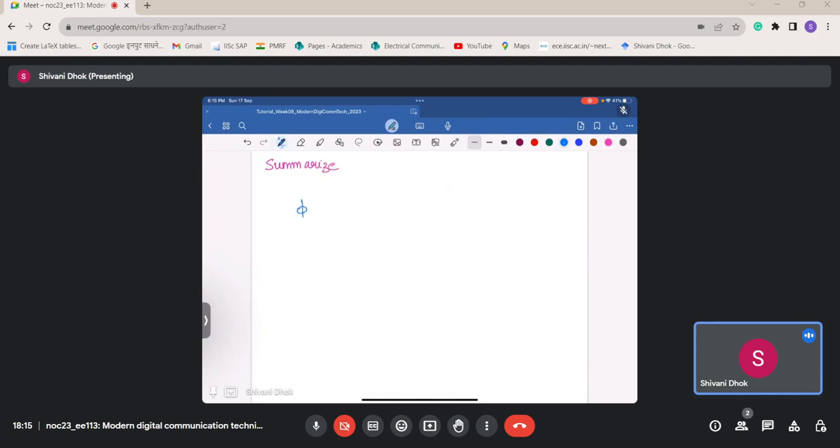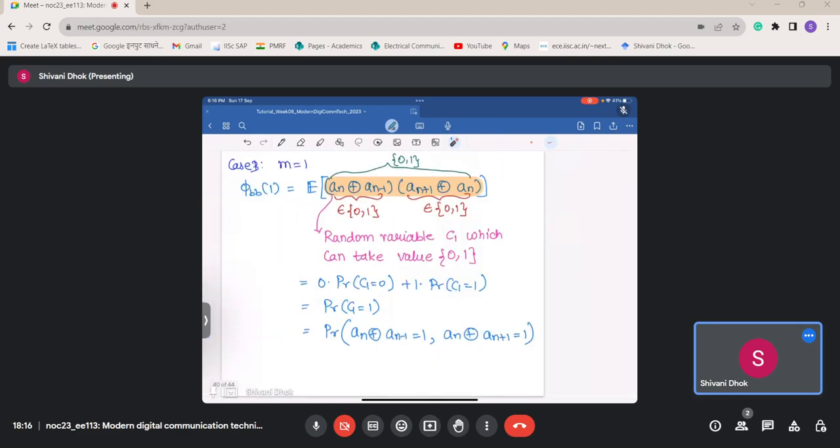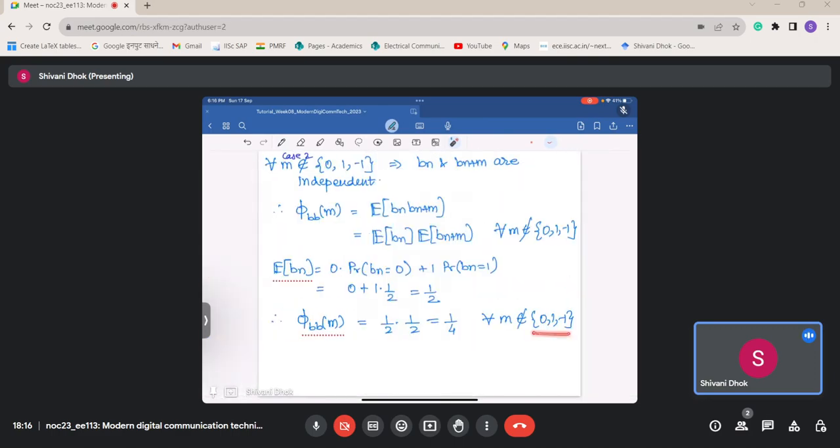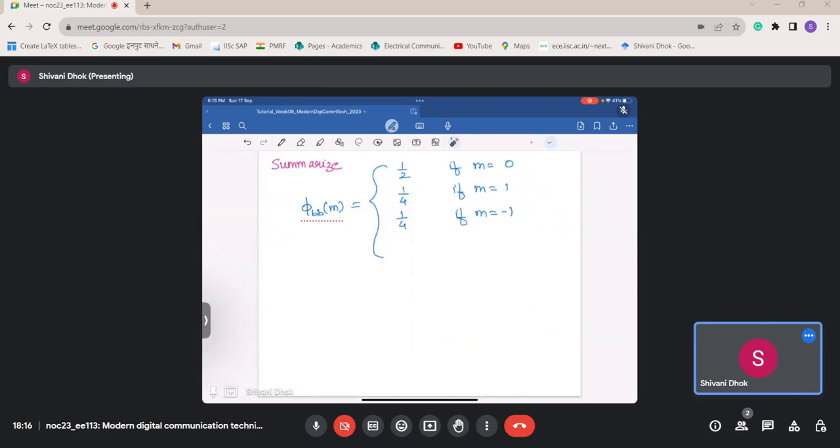What we have found out is this phi BB of M is equal to 1 by 2 if M is equal to 0. This is equal to 1 by 4 if M equal to 1, 1 by 4 if M equal to minus 1. These are these two cases. This is for M equal to minus 1. This is for M equal to 1. And for M not equal to 0, 1 and minus 1, it is equal to 1 by 4. So this is equal to 1 by 4 otherwise.